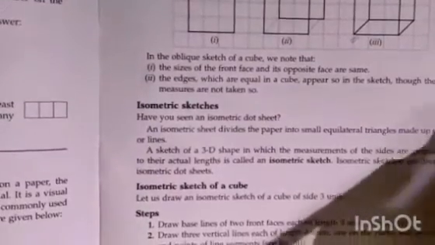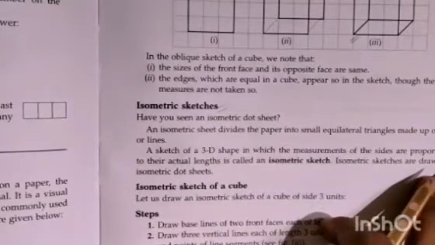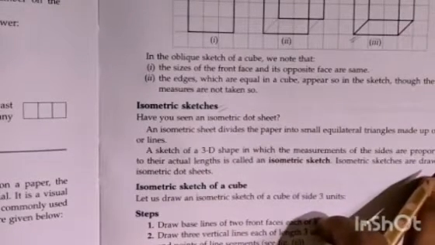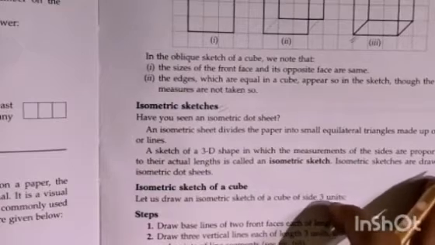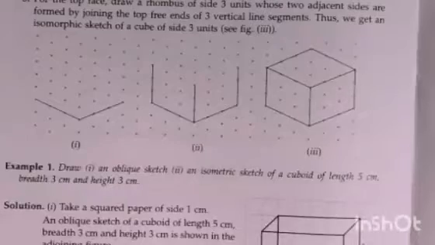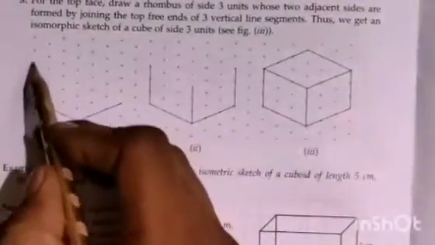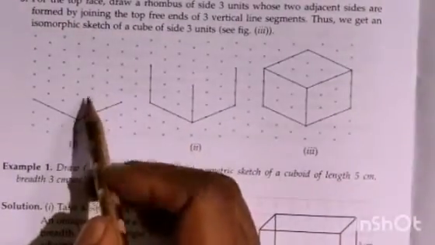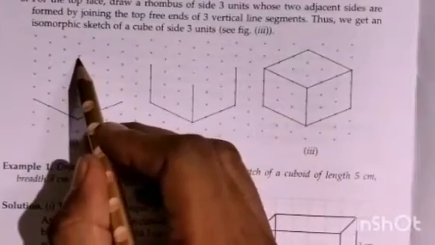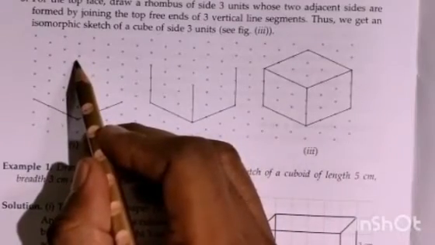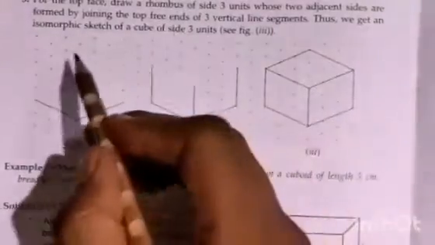The second way of drawing three-dimensional objects on flat paper is isometric sketches. Isometric sketches are drawn on isometric paper. Let's see what isometric paper looks like. You can see here, children, the paper is filled with many dots. And if you join any three dots, it will form an equilateral triangle. This is the speciality of this isometric paper.